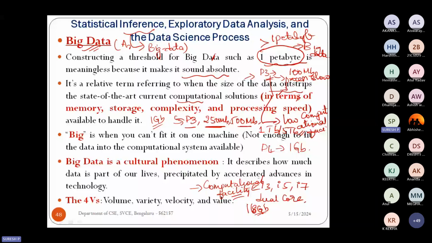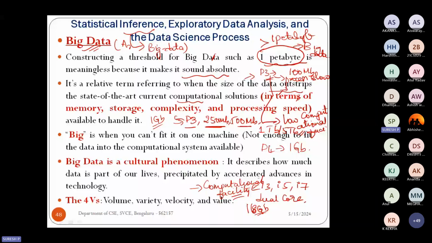That is the reason why we have already discussed the difference between academia and industry with respect to the data scientist. Why is it necessary to discuss that? Whenever the data outstrips the current computational solutions, they cannot tolerate big data. Now, what do you mean by big in big data?